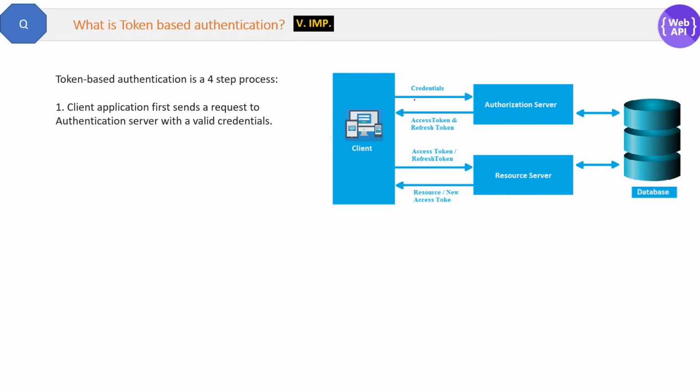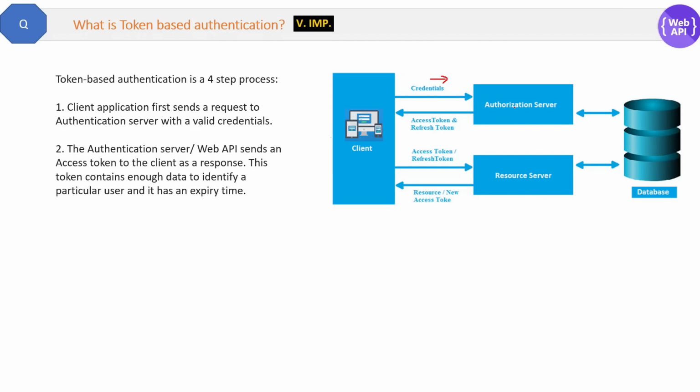First, the client will send the request with the credentials like this to the authentication server. Okay, and these must be valid credentials, otherwise the authentication or authorization server of the Web API will not accept it. If valid, the second step is the authentication server sends an access token back to the client as a response. This token will contain enough data to identify a particular user, and it will also have an expiry date. Okay, so this is the second step.